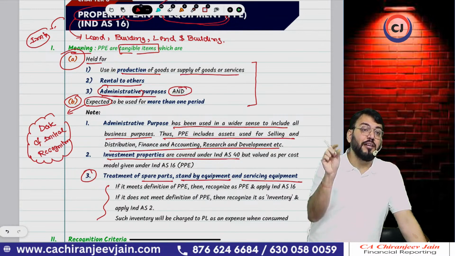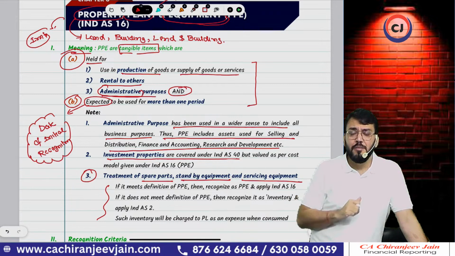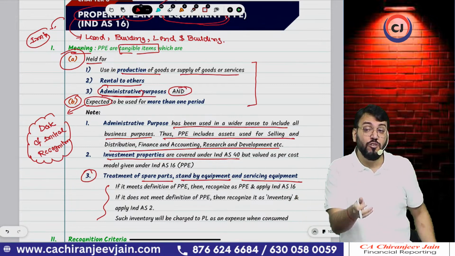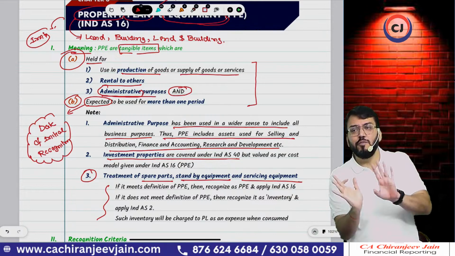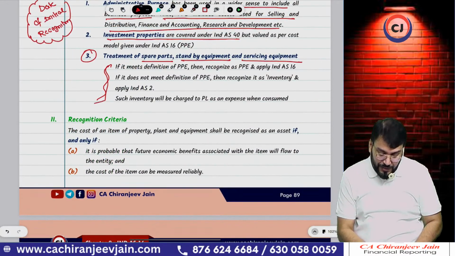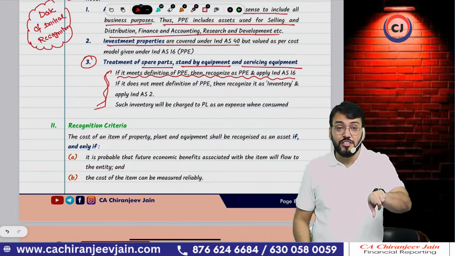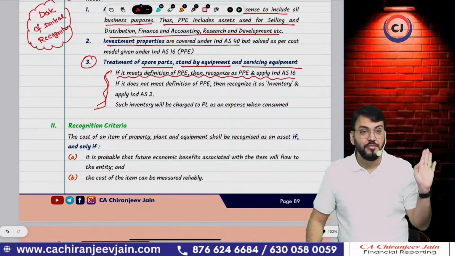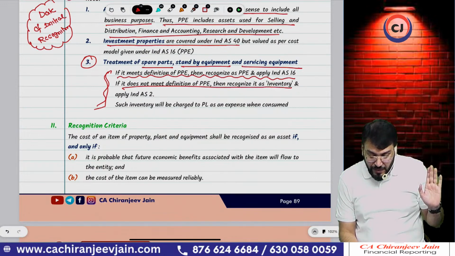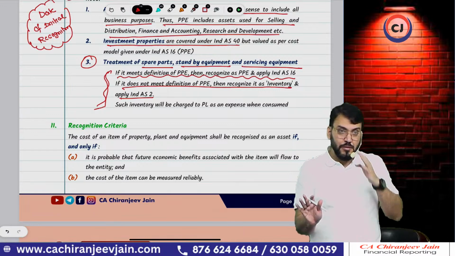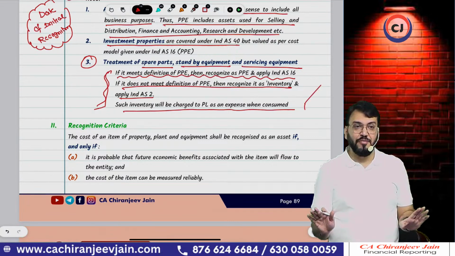In that case, it will be treated as inventory, and Ind AS 2 will be applicable, valued at cost or NRV as given under Ind AS 2. Once it is consumed, once you have used it, it will be charged to the profit and loss account as an expense, as we do for inventory. If it meets the definition of PPE, then recognize PPE and apply Ind AS 16, which means apply depreciation also as per Ind AS 16. If it does not meet the definition of PPE, then recognize it as inventory and apply Ind AS 2, and do not charge depreciation. Such inventory will be charged to P&L as an expense when consumed. Got this point? Clarification done.